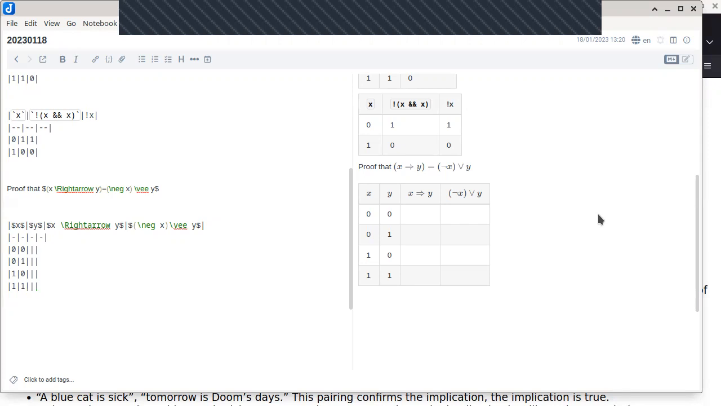Next row, x is false, y is true. Figure out what is not false or true. Next row, x is true, y is false. Figure out what is not true or false here, and so on. Then you have to look at these 2 columns and see if they have exactly the same value for each row of the truth table. If they do, then these 2 expressions are equivalent.